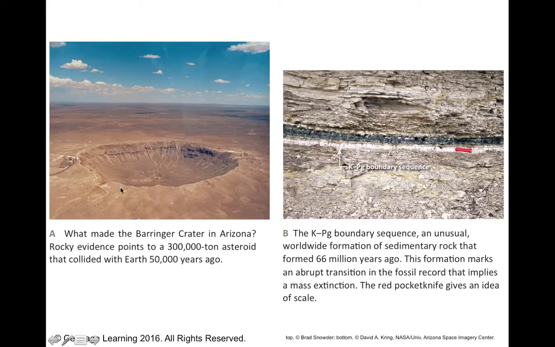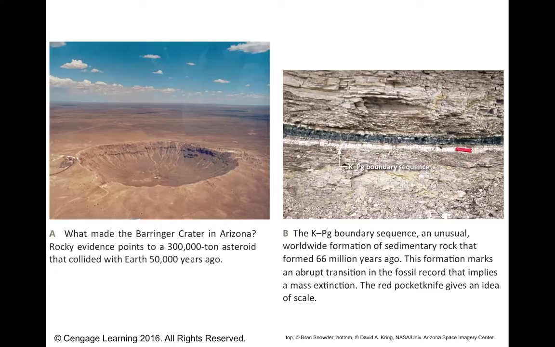That's the thought. So here's the Barringer crater in Arizona. Some evidence from rocks points that this asteroid that hit might have been in the order of 300,000 tons, and it hit maybe 50,000 years ago. And this little white line in rock here, that's your KT boundary. It's now called the KPG boundary. Dinosaur fossils down here, no dinosaur fossils up here. There's a pocket knife in this picture. That gives you an idea of how much sediment covered the face of the earth at the KT boundary time frame. So that's tough to get your head around.